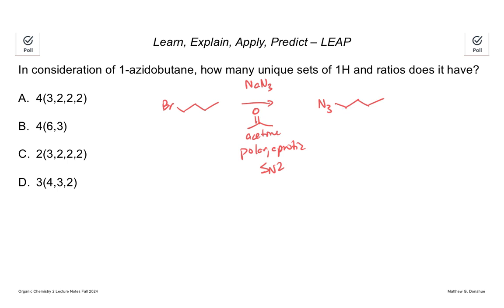So we have 1, 2, 3, 4 unique sets. So we can eliminate C, we can eliminate D, and then the ratio of those 4 sets is 2 to 2 to 2 to 3. So we eliminate B, and our answer is A. Again, those sets are all different based on their relationship to the azide group. Even though these three are CH2s, they're in different relations to that nitrogen, so that makes them unique.